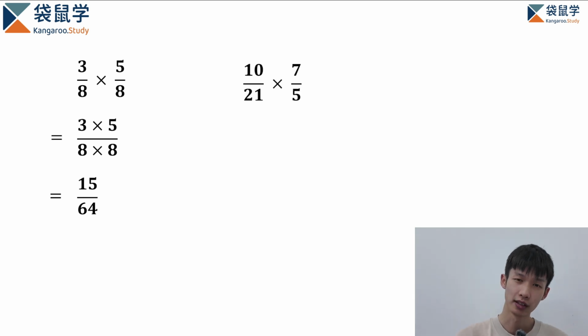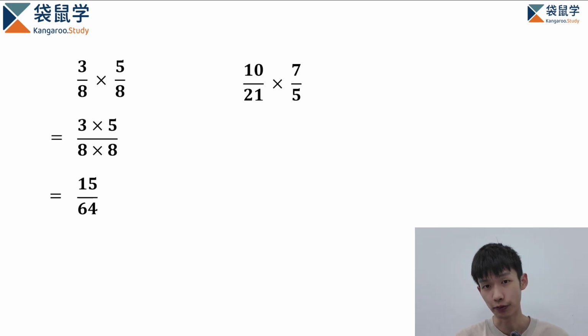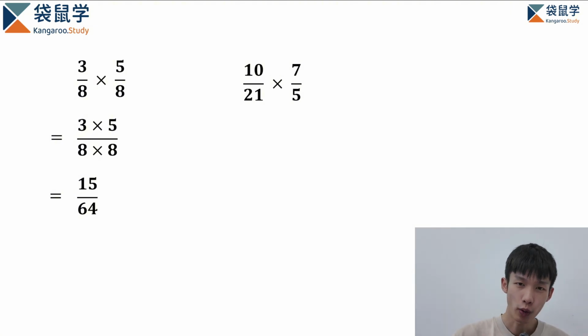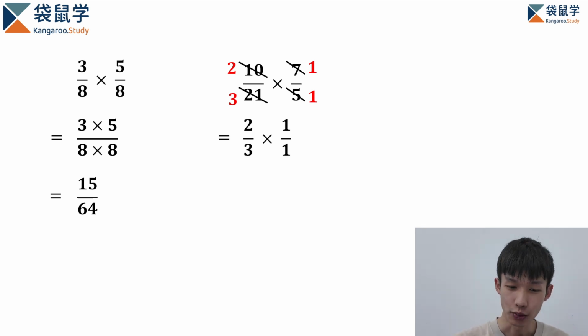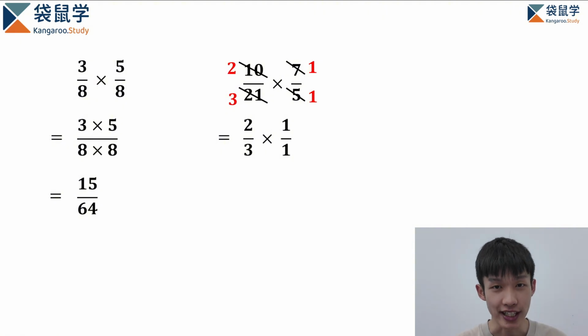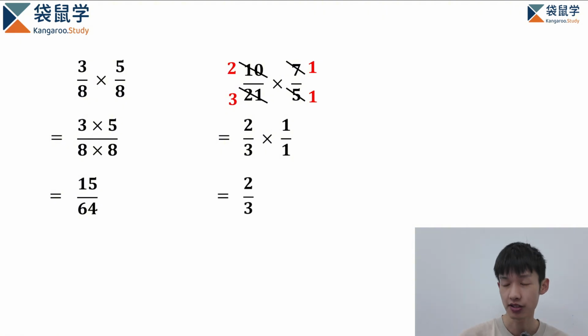Here we have another one. But before we multiply the numerators together and denominators together, what should we do before that? A very good observation. We can actually simplify it. But what can be simplified? The 21 in the denominator can be simplified with the numerator of the other fraction, which is 7, and we get 3 and 1. And the 10 and 5 can also be simplified, and we get 2 and 1. So after that, what we have is just 2 over 3 times 1 over 1. That will be a much easier calculation, and what we get is just 2 over 3.